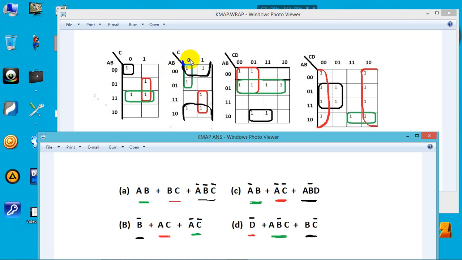And here too, you can see that C was giving us 1 1. It means we have to complement the C, which is 0, in order for us to get the 1 1. That's why we have the AC complement over here.